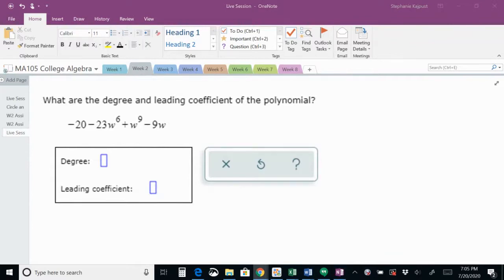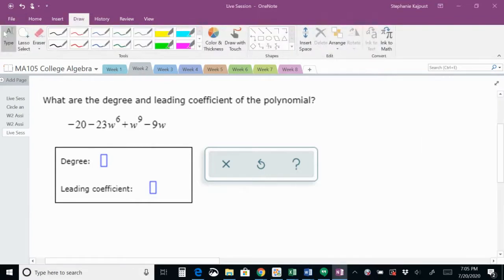So what are the degree and leading coefficient of the polynomial? A polynomial is basically something with variables. It has whole number exponents. There are no square roots with variables in them, and no fractions with variables in the bottom, none of that kind of stuff. So it's a very plain looking algebra thing, basically.